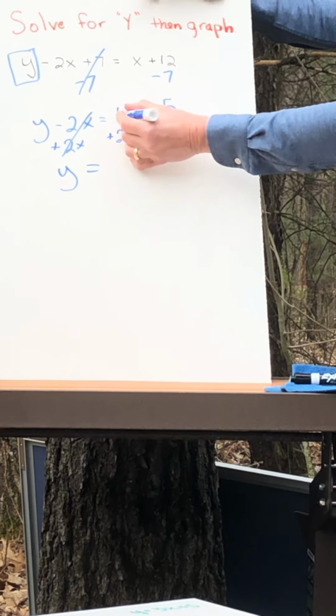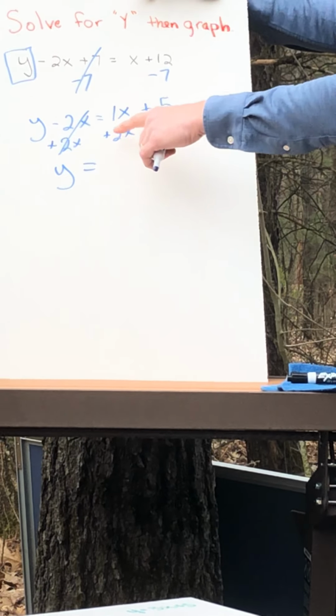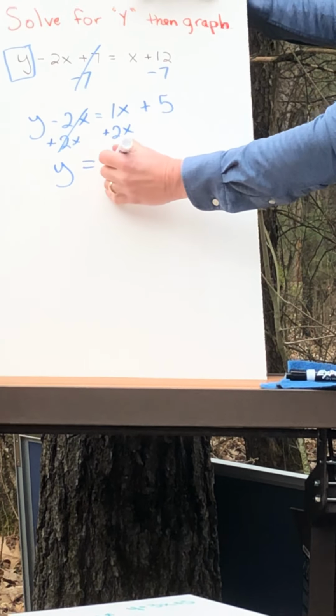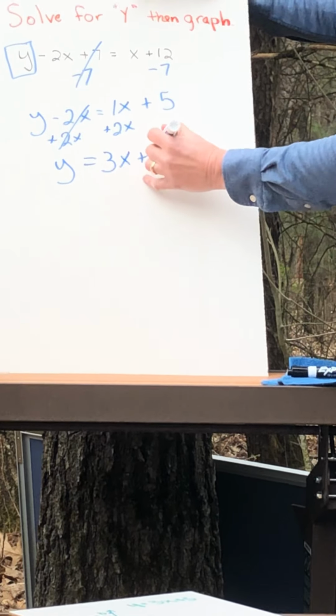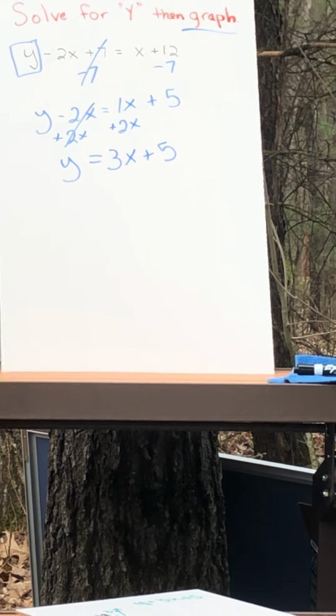Remember, there is a 1 in front of every variable. The coefficient of that x is 1. I have one x here, and I have two more x's down here, so that's a total of 3 x's, and add 5. Now I want you to graph that. That would be a T-chart.